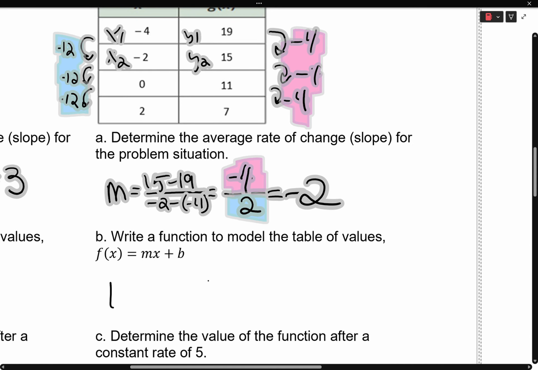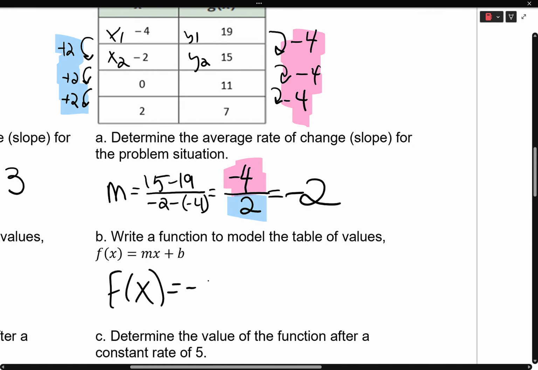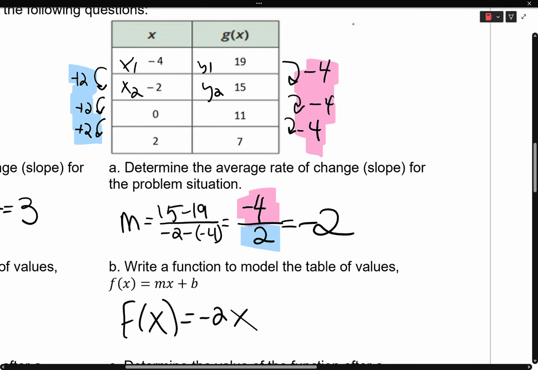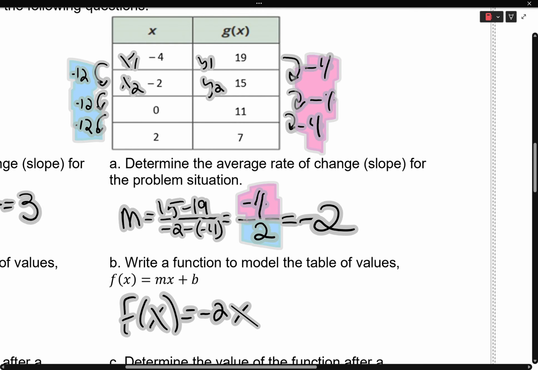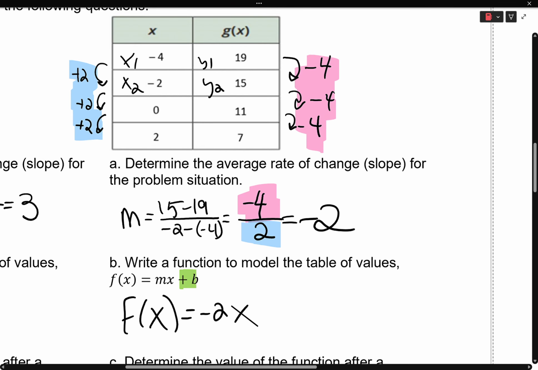And our b, let's find b. B is whatever number is with 0 on the table. Well, there's x is 0, so b is 11.